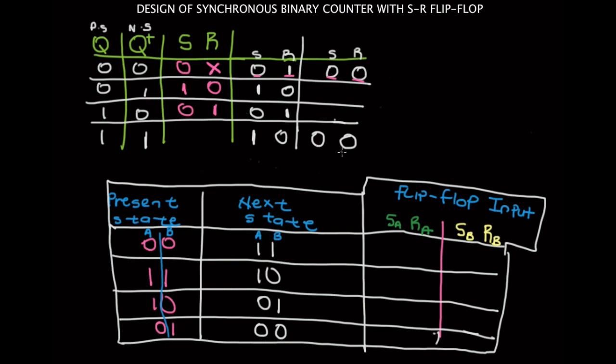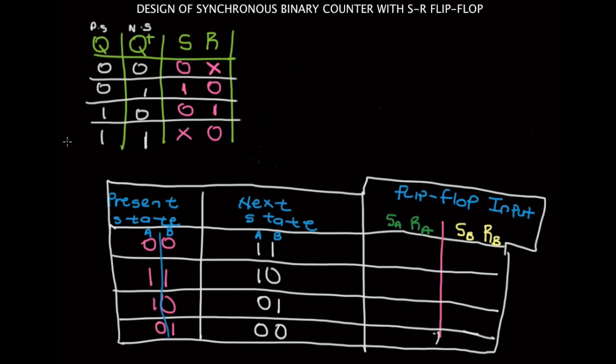And now we see that these zeros are similar here, so we'll put a 0, but we see that we have a 1 and a 0, and we'll put a don't care. So this is the information we're going to use to fill up the big table. So this present state correlates with this present state here, and this next state correlates with this next state here.